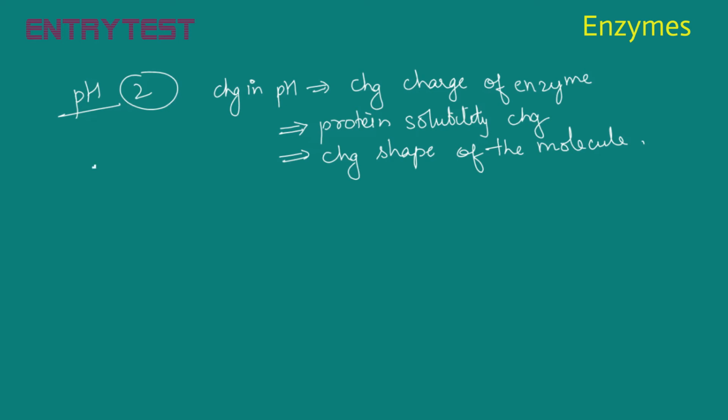Now, changing the shape or the charge of the active site will reduce the ability to bind, so removing its function. Now again, enzymes have an optimum pH, and that differs from enzyme to enzyme, and moving outside of this range will always result in a diminished rate of reaction.